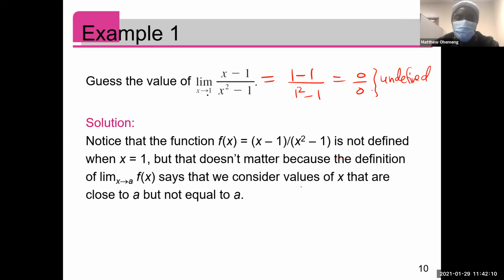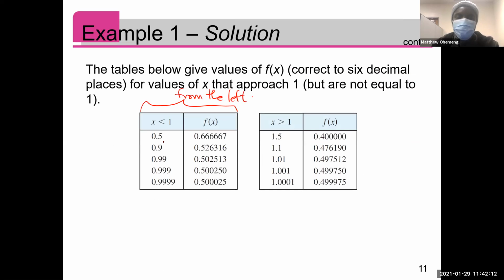Right, you're taking the limit as you approach 1. So we try numbers less than 1. So that's 0.5, 0.99, 0.999, and so on, and check the numbers. See the pattern. You can also take values bigger than 1. So this one is from the right.